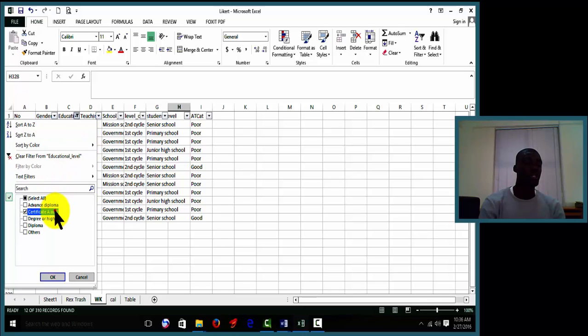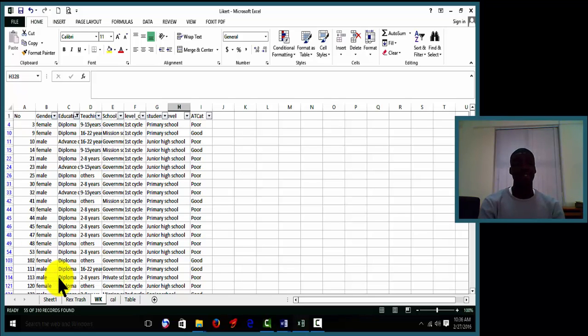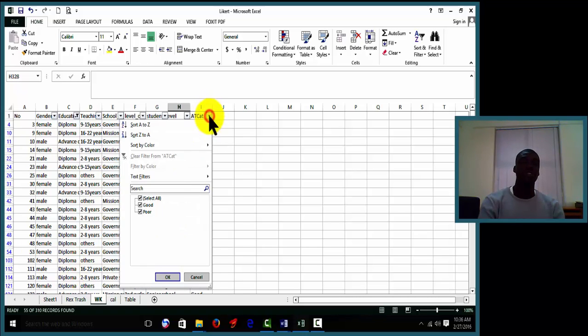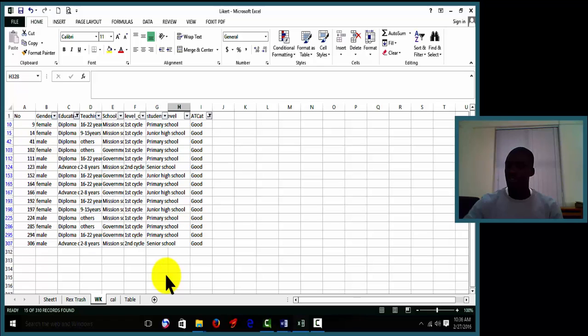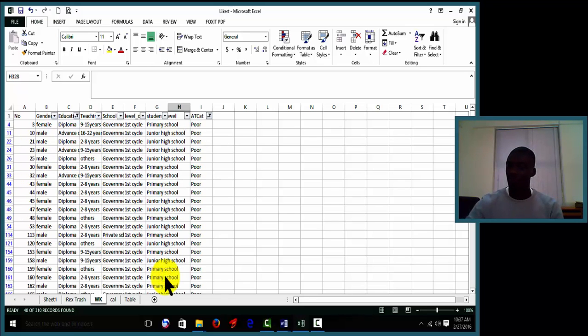The next one is going to be our diplomates. We will check both advanced and the diploma. We say every diploma, every diploma. So click on it. Okay, so they are 55. Look at it, you see, they are still not many. Let's do the same classification we did for them. For the diplomates, excellence was 0. When we go to good, we have 15. When we come to poor, the rest, 40.